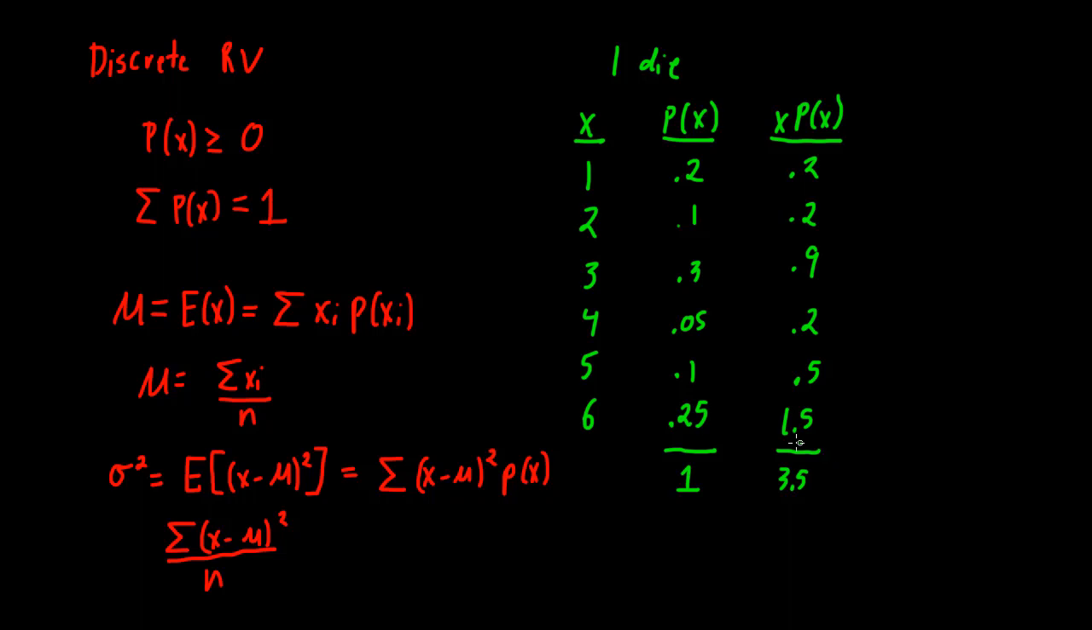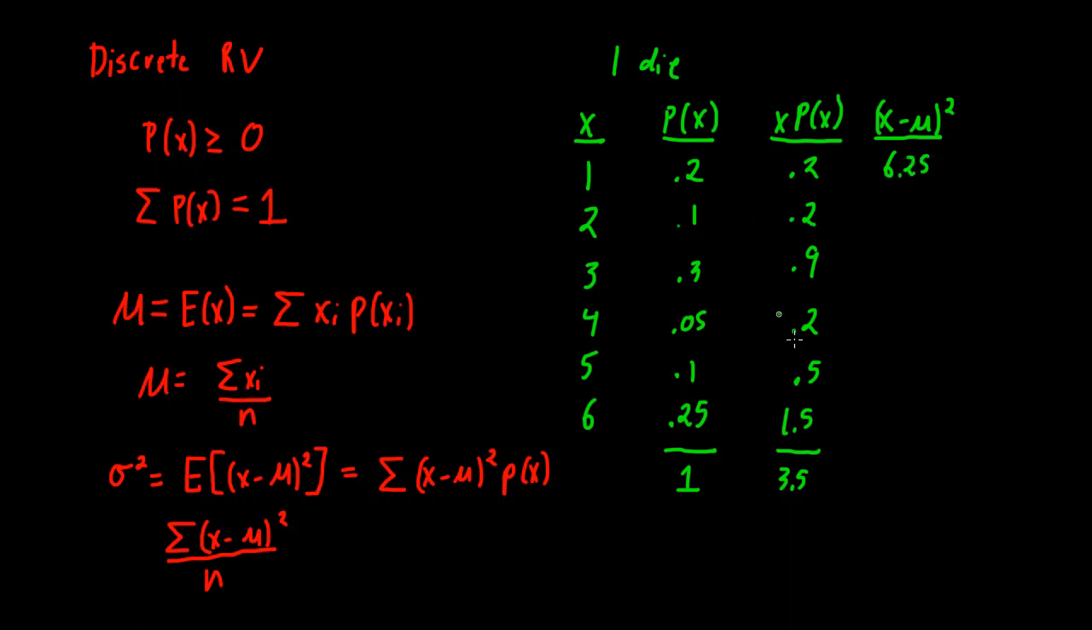So now that we have the expected value for our probability distribution of 3.5, we can use that to calculate the variance for our probability distribution. The first thing that we're going to need to calculate is x minus mu, squared, for each of our possible x values. So for the first one, we have 1. So we would have 1 minus 3.5, which would be negative 2.5. And if we squared that, we would get 6.25.